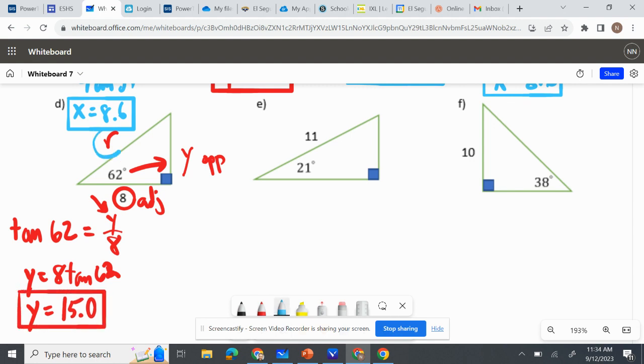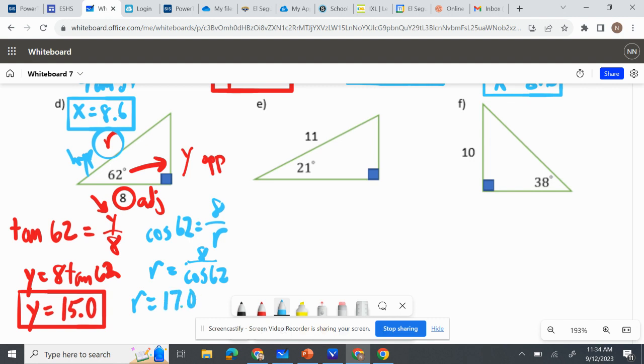So for my r value, that is my hypotenuse. So adjacent over hypotenuse is cosine. So the cosine of 62 is equal to 8 over r. Since r is in the denominator, that means I divide. So 8 over cosine of 62. And that r value gives me 17.0. Now, when I'm finding the angle, I'm going to take 90 minus 62, and that right there gives me 28 degrees.